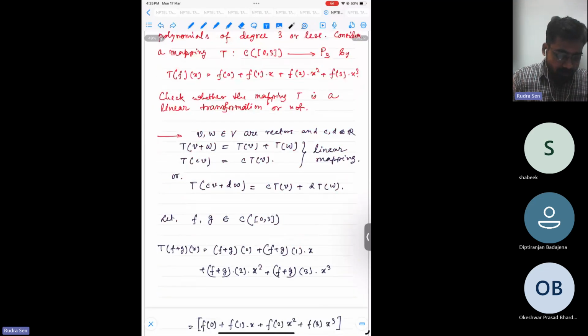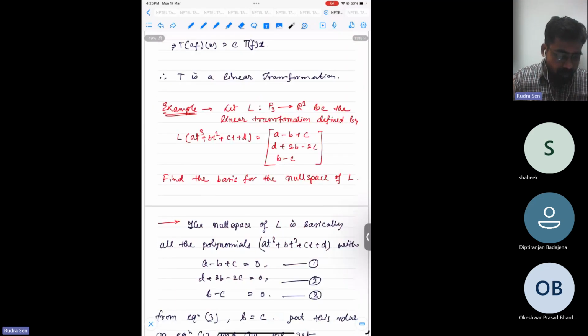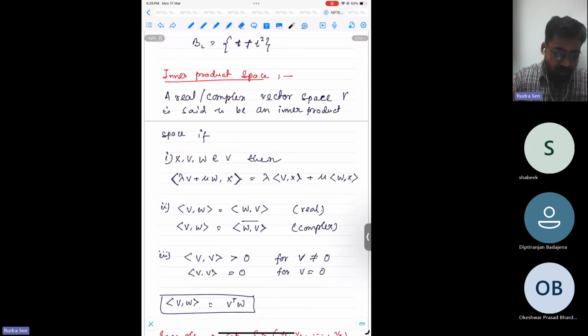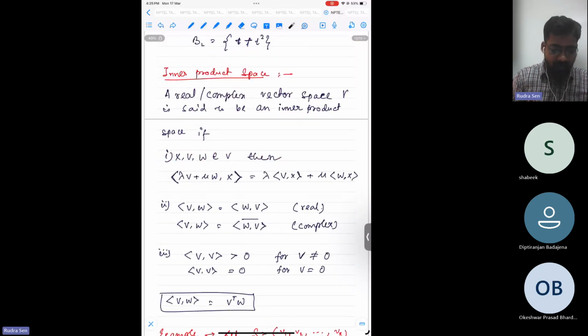And then comes the inner product space. So what was the inner product space? Every space could be a real space or a complex space. Till now we have talked about only real space, because it is basically easy to do multiplication and addition in a real space, right?